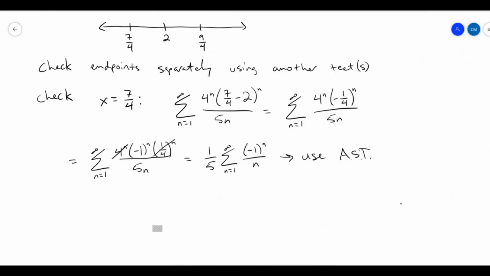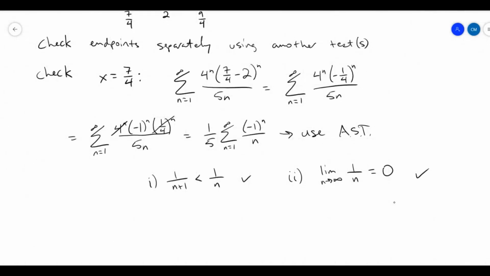What are the two parts of the alternating series test? Part one is that I have to show that 1 over n plus 1 is less than 1 over n. Well, that's an easy check there. And the other part of the alternating series test is that I have to show that the limit is 0 and the terms are non-negative. Easy test, that just shows that this thing does converge at x equals 7/4. So this passed the alternating series test, converges at x equals 7/4. And it did that because it passed the alternating series test.